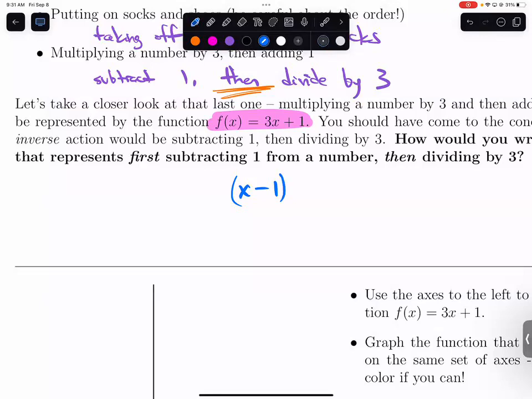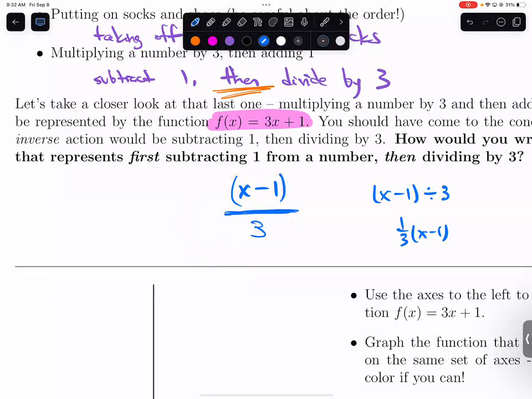Do it over 3? Yeah, that'd be the usual thing, right? You could write x minus 1 divided by 3. I don't like that division symbol for some reason. You could write it as 1/3 times x minus 1. Most often, you're probably going to see it like this, though, written over 3.